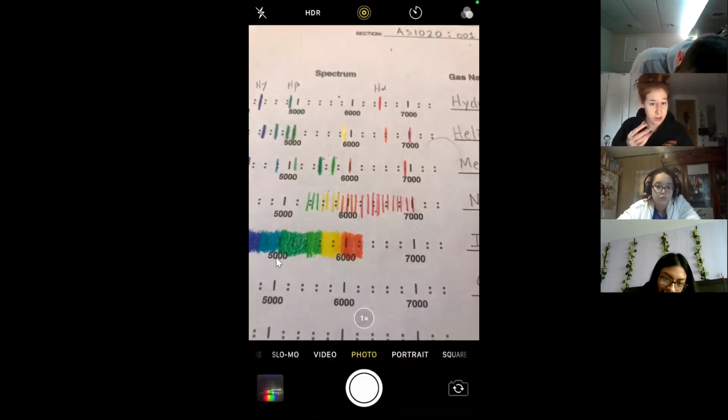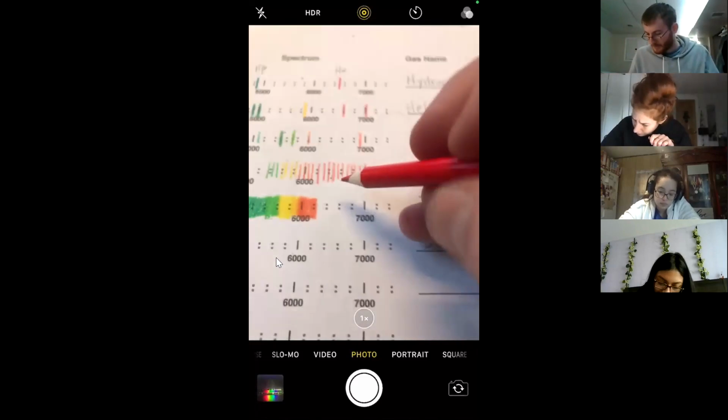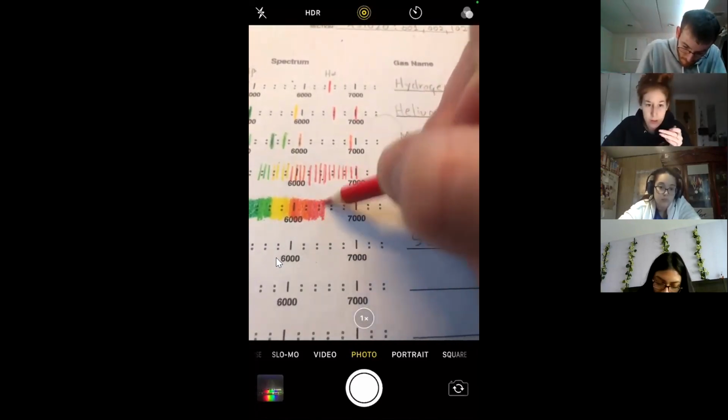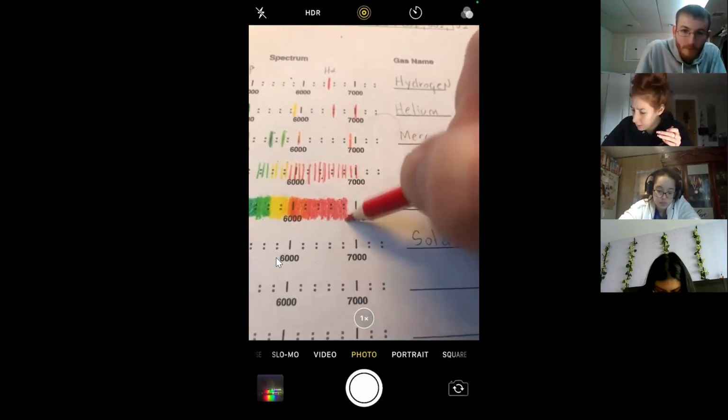You'll notice it gets red. It's hard to see, but 600 is still orange, but around 620, it starts getting really, really red. And then it just kind of stays reddish looking. But this is a continuum.